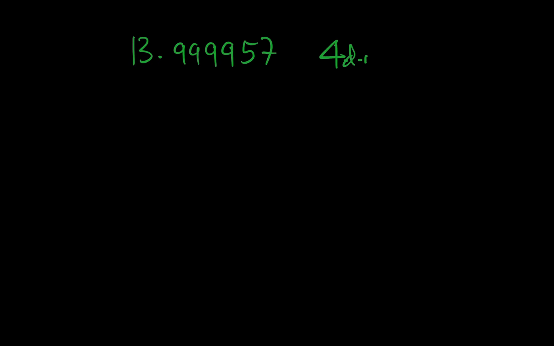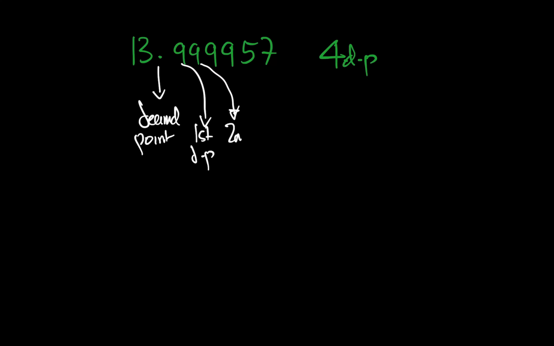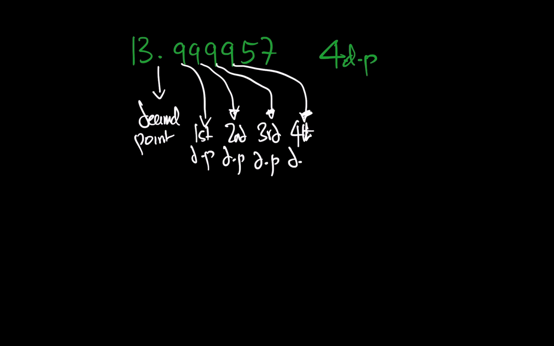All right, we want to correct to 4 decimal places. Now this is our decimal point. Can you see that? This one is our first decimal place, this is second, this is our third decimal place, and this is our fourth decimal place. Now, what is the number after the fourth decimal place? It is 5, and it's greater than or equal to 5. So we add 1. We add 1 because it's equal to 5. We add 1 to that 9, and it changes everything.